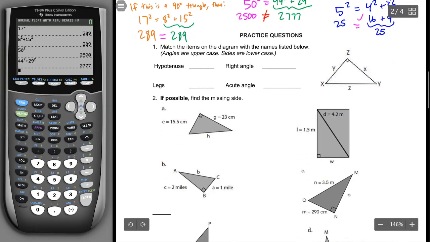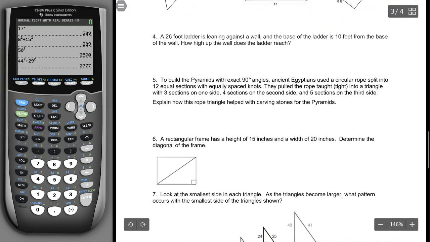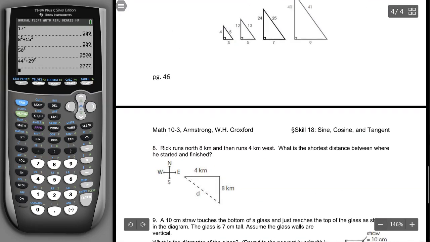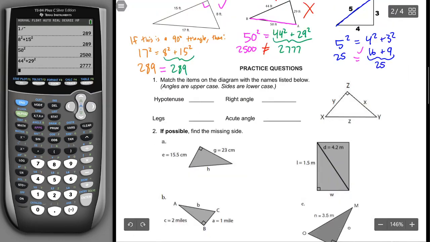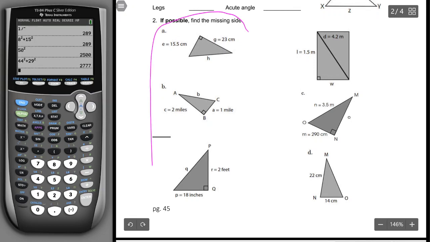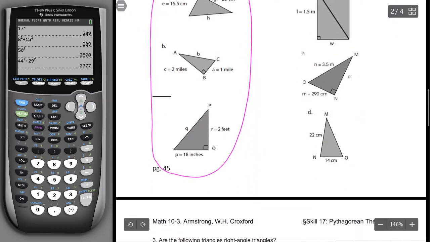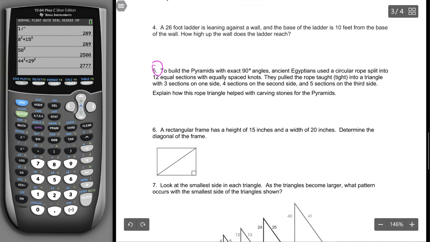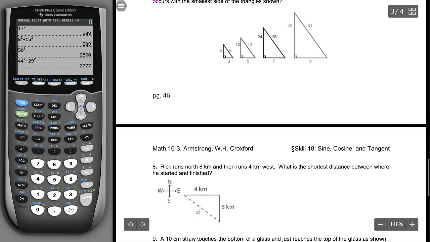So there's practice for the next couple pages. For those of you working in my class, I'd like you to do the odd number questions here. And I'd like you to do the left-hand side of this one. So the left-hand side of this one, all of this one. And you can do the odd number questions 3, 5, 7, and 9.